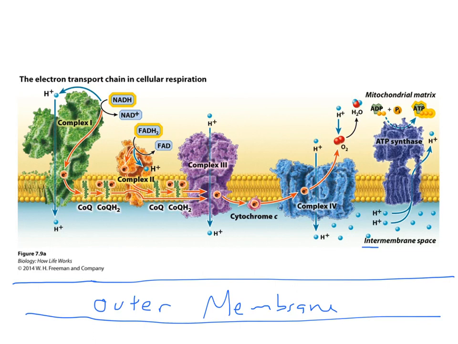Now, what we've done is we've taken the potential energy from our electrons in NADH and FADH2, and we've moved that energy into potential energy in an H plus gradient. We then allow those H pluses to come back into the matrix through an enzyme called ATP synthase. As the H pluses flow from the intermembrane space into the matrix, we synthesize ATP. So we use the potential energy of the H plus gradient to now make chemical energy as ATP.